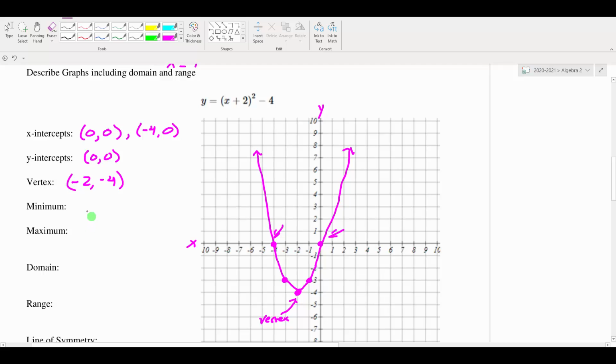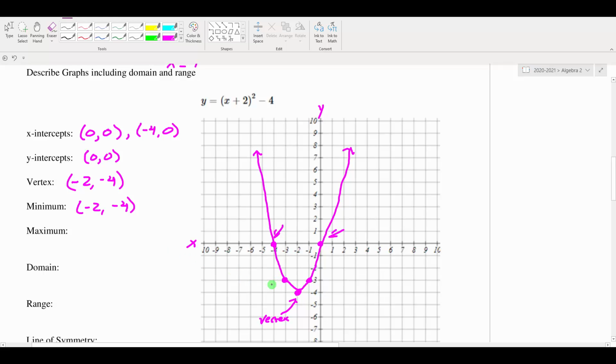The next point is our minimum, right? This would be the lowest point on the graph, and the vertex serves as the minimum as well. So we would say that the minimum is located at (-2, -4). Okay, so when we say lowest point, we mean the lowest point in relation to the y-axis, right? So this parabola gets as low as -4, right? There's no points on the parabola below -4, right? So that's how we know this is a minimum.